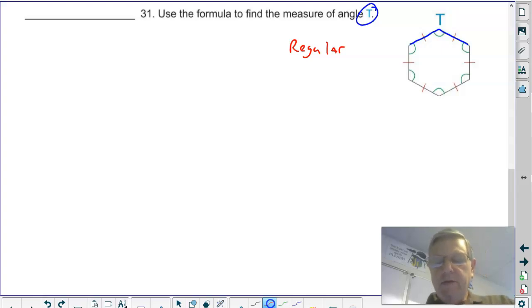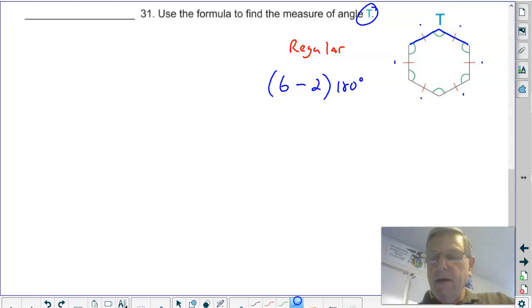So first off, I need to figure out the total number of degrees inside my shape. So I have to figure out how many sides. So I'm going to count: 1, 2, 3, 4, 5, 6. Okay, this is a hexagon. And if you remember, to get the total amount of degrees inside, you take the number of sides or angles minus what number? Do you remember? It's a 2, right? And then times what?